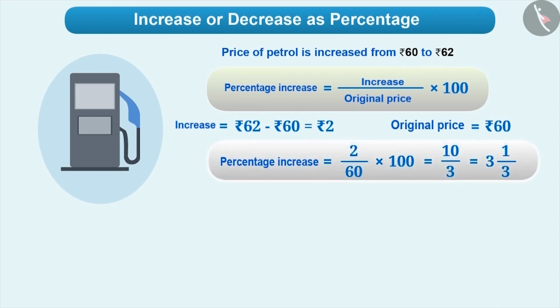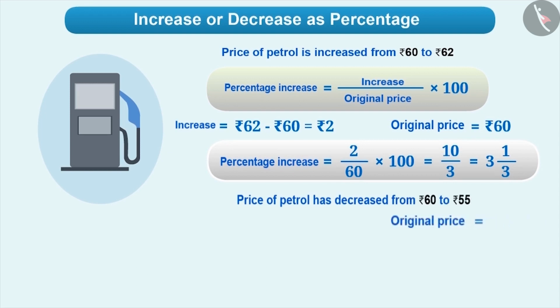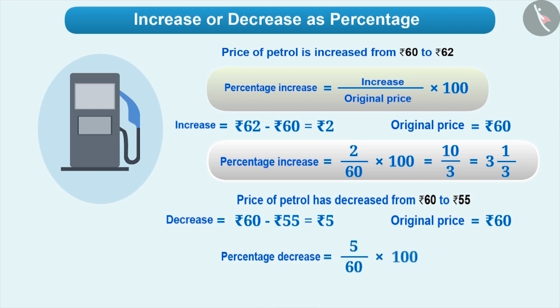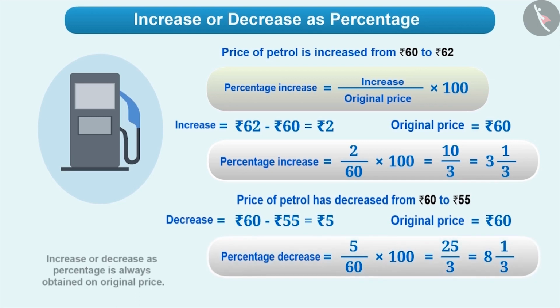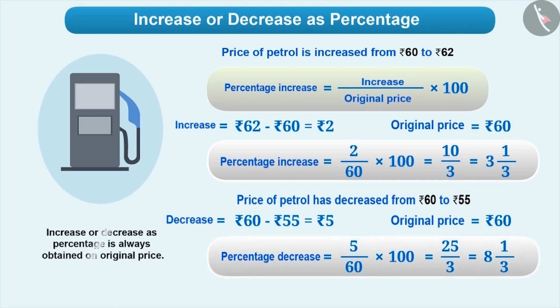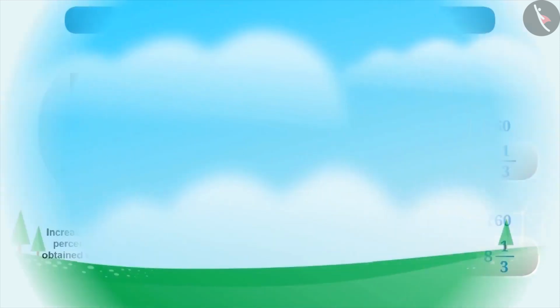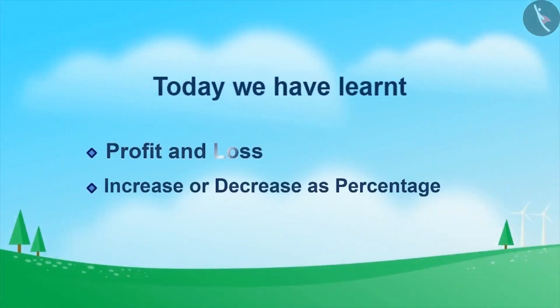Similarly, suppose the price of petrol has decreased from 60 to 55. Then here, the original price will be 60 and decrease is 60 minus 55, which is 5. So, percentage decrease is 5 by 60 into 100, which is 8 1/3. Remember that increase or decrease as percentage is always obtained on the original price. Today, we have learnt profit and loss, and increase or decrease as percentage. In the next video, we will see some examples related to this.